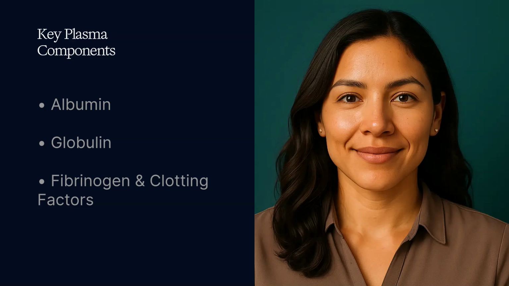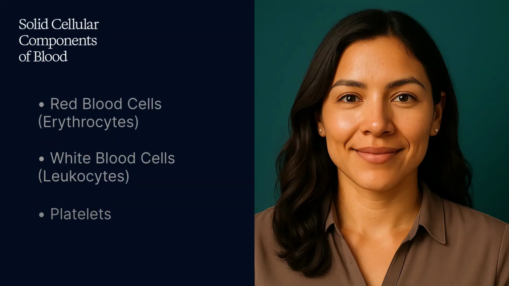Globulin includes the antibodies that fight infection, which are a core part of the immune system. Fibrinogen and clotting factors are the essential inactive ingredients needed for blood clotting. We'll talk a lot more about them in a minute. Plasma also transports nutrients like glucose and fatty acids, waste products like urea, and gases like dissolved oxygen and carbon dioxide.